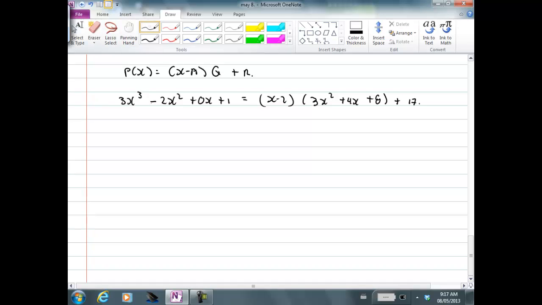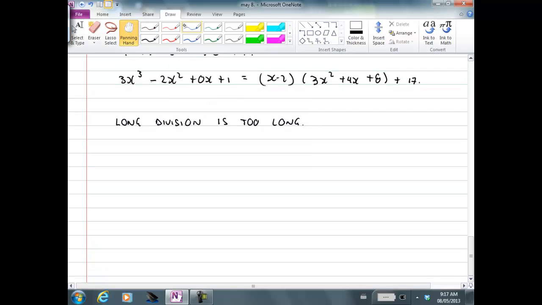So now, I'm going to show you something. The problem with long division is that it's too long. So there actually has to be some other way of doing division that's shorter. And there is. I'm going to show you a special technique called synthetic division.